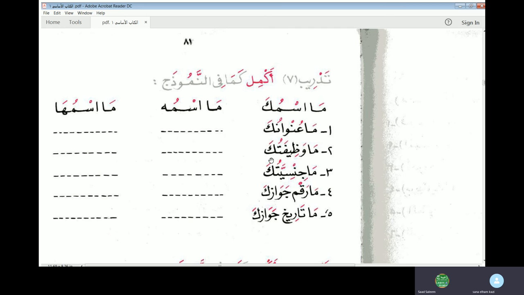Ma wazifatuka, what's your job? Ma wazifatuhu, what is his job? Ma wazifatuha, what is her job? Ma jinsiyatuka, what is your nationality? Ma jinsiyatuhu, what is his nationality? Ma jinsiyatuha, what is her nationality?